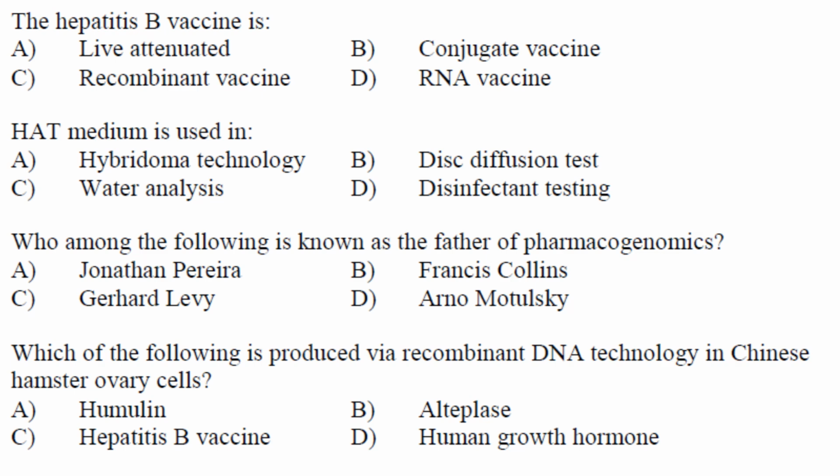Then hepatitis B vaccine is a recombinant vaccine. Answer is C. HAT medium is used in hybridoma technology. Who among the following is known as father of pharmacogenomics? It is Arno Motulsky. Answer is D. Which of the following is produced via recombinant DNA technology in Chinese hamster ovary cells? It is alteplase, also known as tissue plasminogen activator, and is used to treat ischemic strokes, myocardial infarction. Another question on alteplase was asked in the January 2024 question paper.